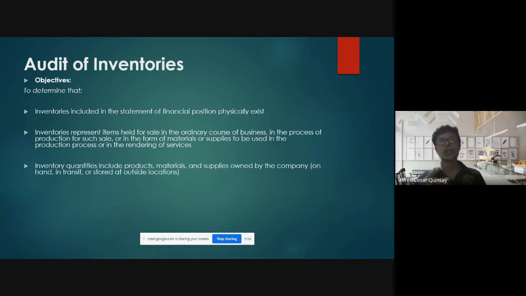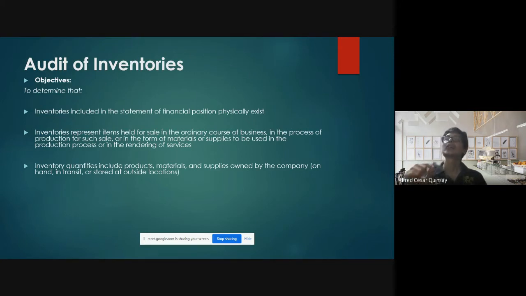Inventory quantities include products, materials, and supplies owned by the company on hand, in transit, or stored outside location. So we need to understand yung possession nitong inventory na to, no? Kasi when you say on hand, nasa premises ng company. In transit, paparating pa lang doon sa customer. No? So, depende yan kung ano yung terms ng shipment, whether it's FOB shipping point or FOB destination. So, malalaman natin kung kanino yung title.